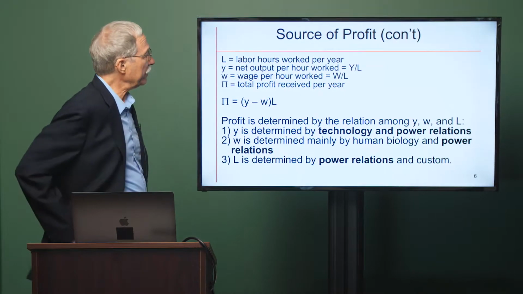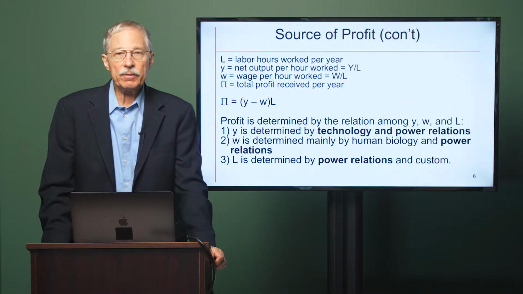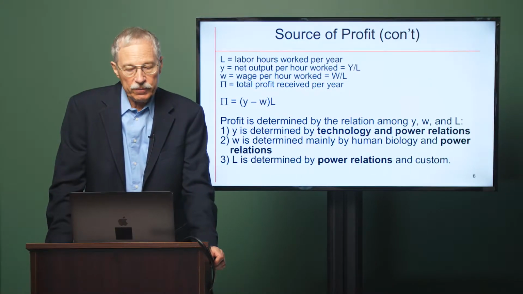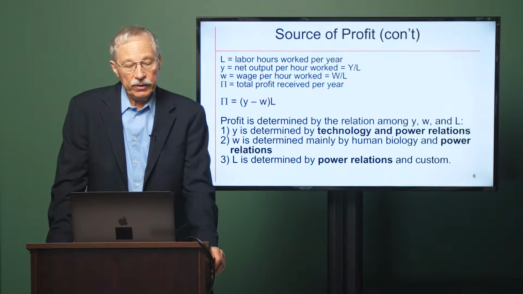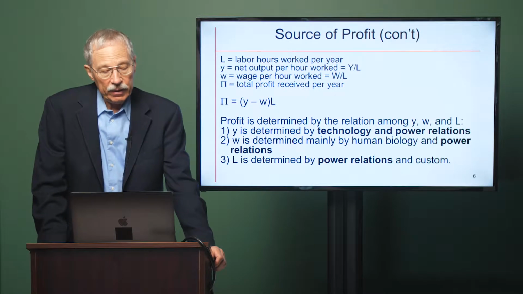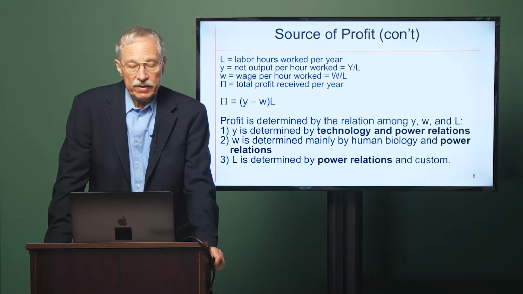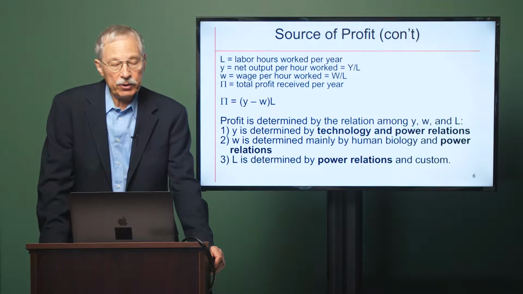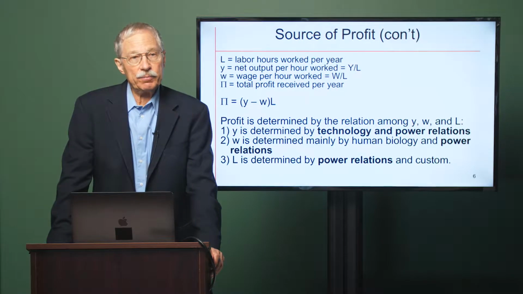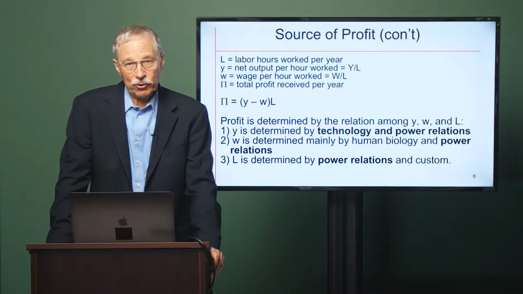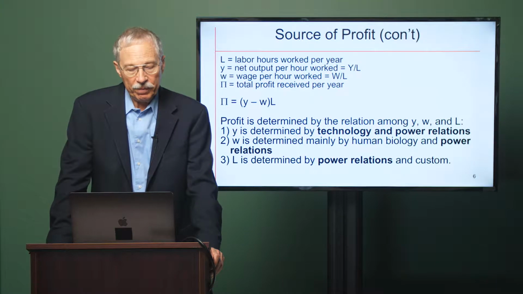What does this tell us? It tells us that profit is determined by the relation among three variables. First, net output, and that in turn is determined partly by technology. How effective the technology is a major determinant of how much output is produced per labor hour on average, but also by power relations, because if the capitalists can get the workers to work harder and faster, they'll get more output per labor hour.